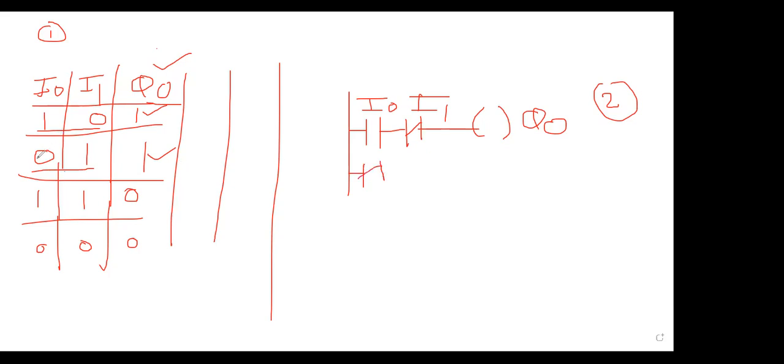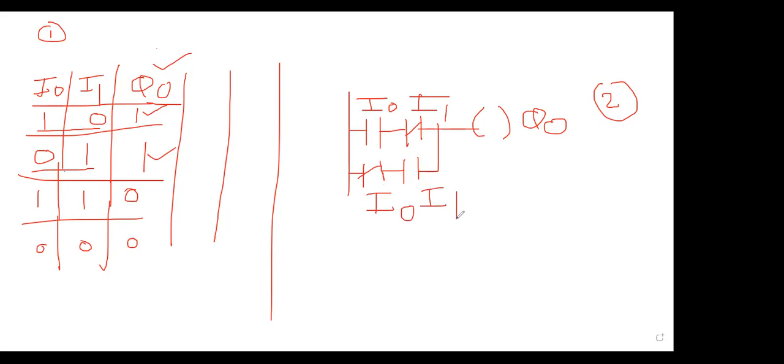See this. This input is 0 here. So I have taken NC. Next, the input is 1. So for input 1, I take NO. Connect to the same output because these 2 conditions are for Q0 only. So I connected to Q0. Again, what is the address of this NC? I0, and this NO, I1.